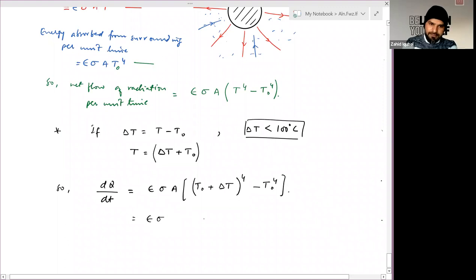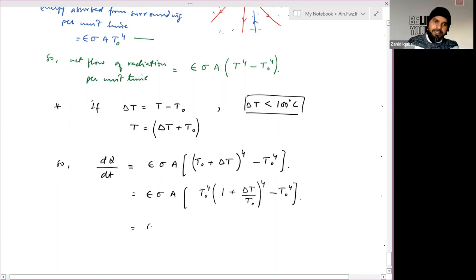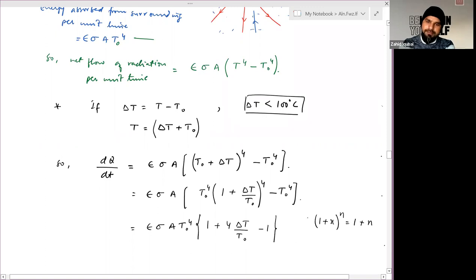Epsilon sigma A, with temperature T naught to the power 4 taken out as common, you're left with 1 plus delta T by T naught to the power 4 minus 1. Is it clear? Yes. Now we may write epsilon sigma A T naught to the power 4 times (1 plus delta T by T naught) to the power 4. According to the binomial expansion, the 4 gets multiplied with its coefficient, so it will be 4 times delta T by T naught, minus 1. I just used that (1 plus x) to the power n may also be written as 1 plus n times x, using the binomial theorem.